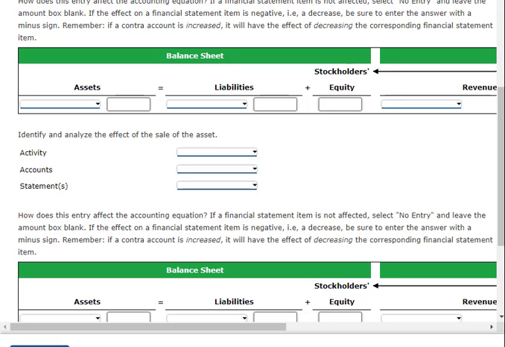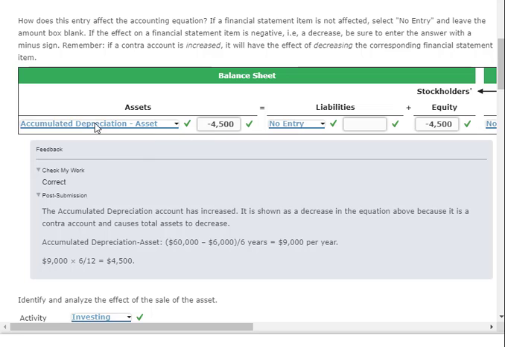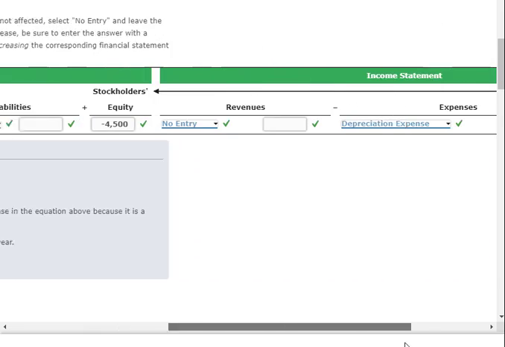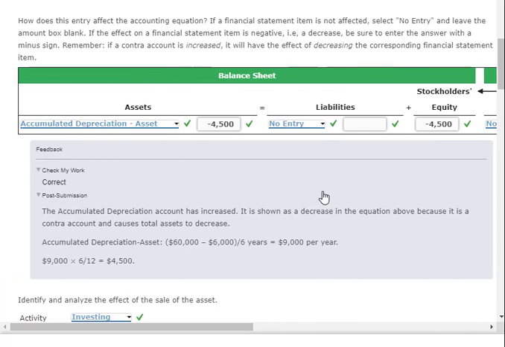So here in your assets, you're going to see accumulated depreciation, negative asset, the minus. And then, of course, you will also see a depreciation expense reducing net income and reducing equity.